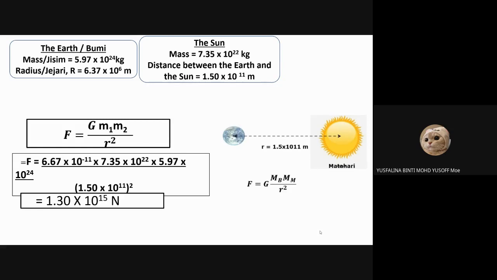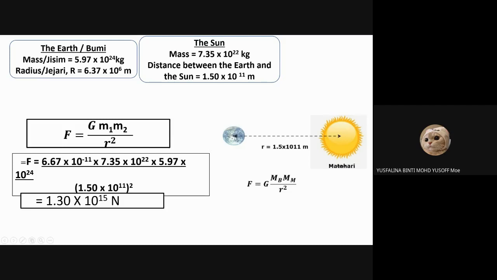Actually, we are still on the gravitational force. How to calculate the gravitational force between the Earth and the Sun. As an example, you already know the mass of the Earth is 5.97 times 10 power of 24, and the mass of the Sun is 7.35 times 10 power of 22. Just multiply with the gravitational constant, that is 6.67 times 10 power of negative 11. And then the radius.